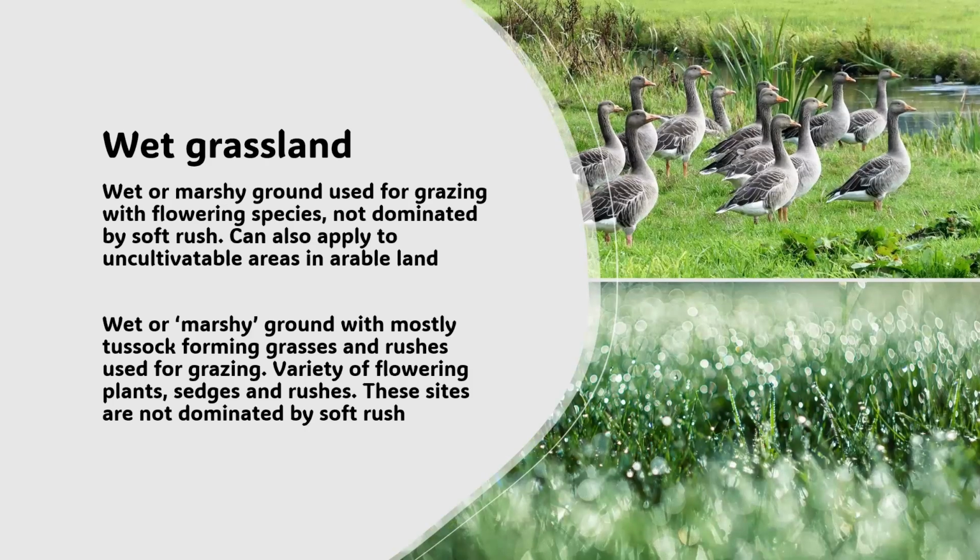And then wet grassland. Now, I have a bit of a bugbear with wet grassland because depending on the time of year, you might be inclined to suggest that some of your grassland is wet. What we're really looking for here is, as it says, wet or marshy ground that's used for grazing with flowering species, but not typically dominated by soft rush. And we will come on to that. There is a difference to be made there. But yes, this is for anybody who was in RP in the past, Rural Priorities. This would be your wet grassland for waders, for example.